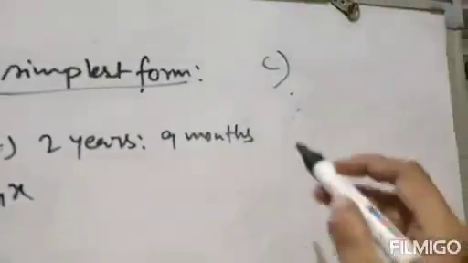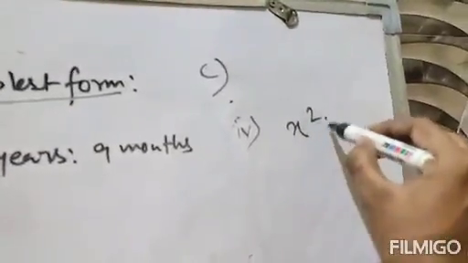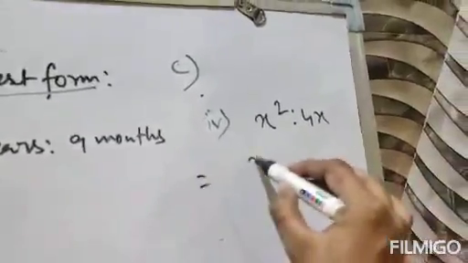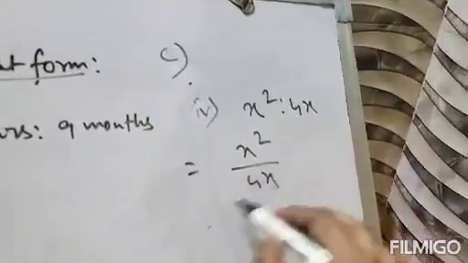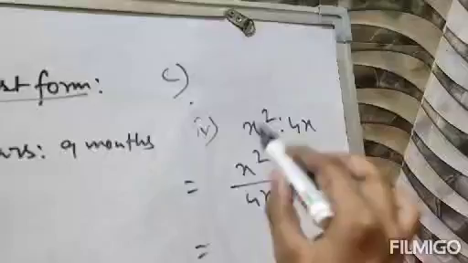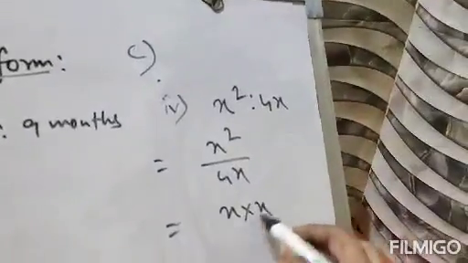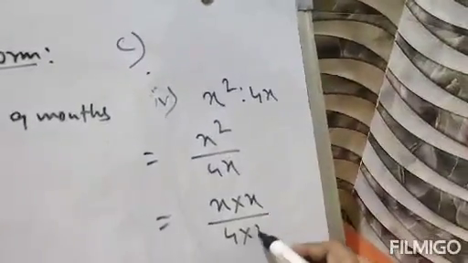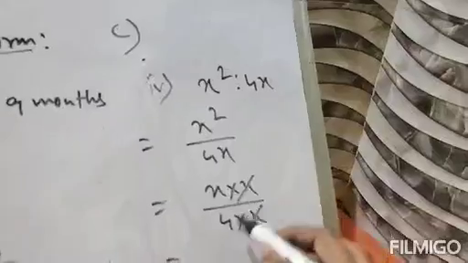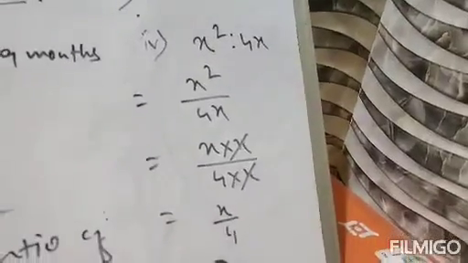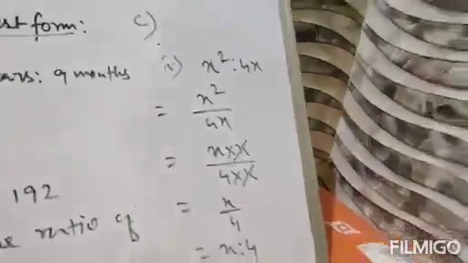Next part, question number 4. Question number 4, x square is to 4x. It means x square by 4x. X square means how many x's are there? 2 x's are there. So x into x. And 4x, you can write 4x as 4 multiply x. So x will reduce, x by 4. That means x is to 4. That is the simplest form.